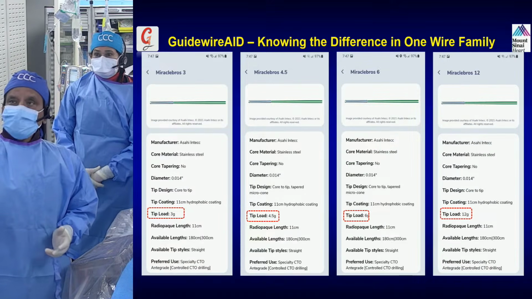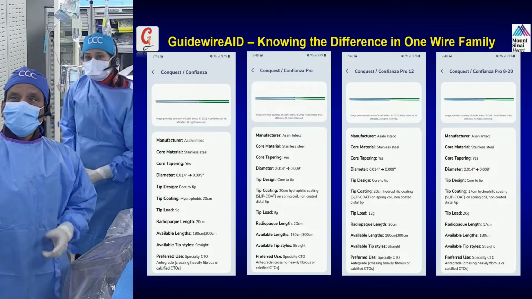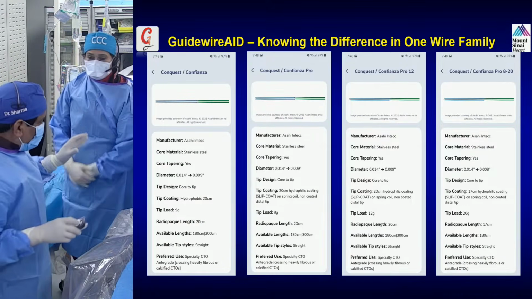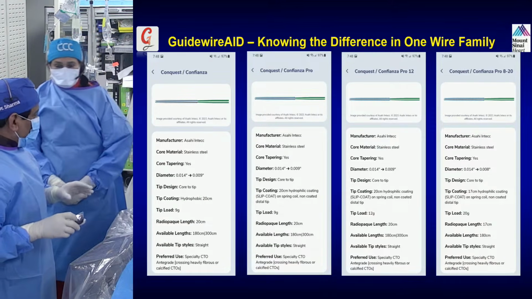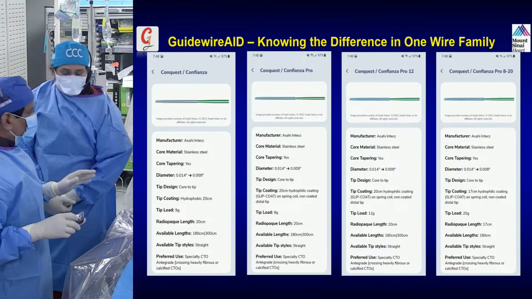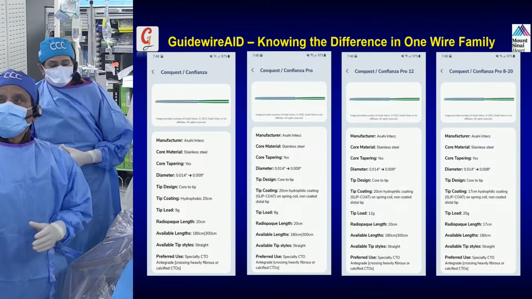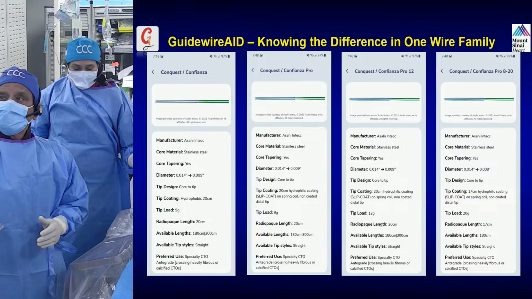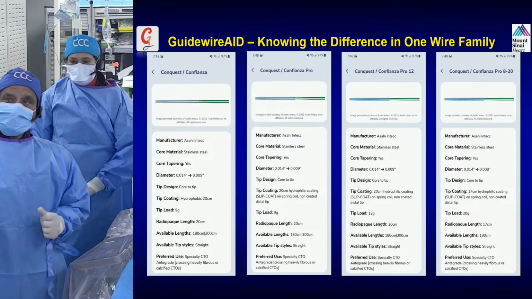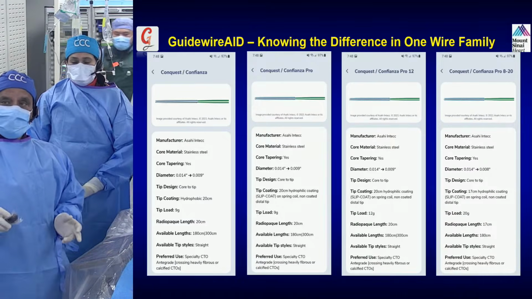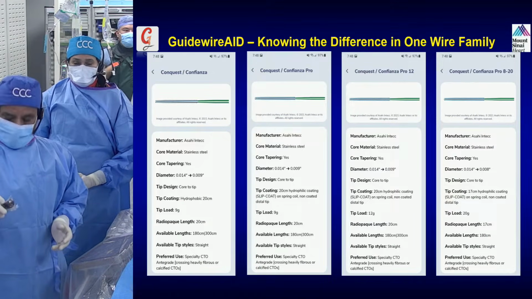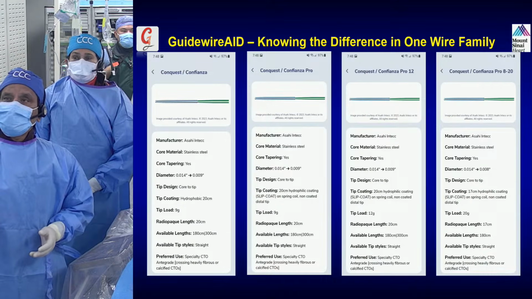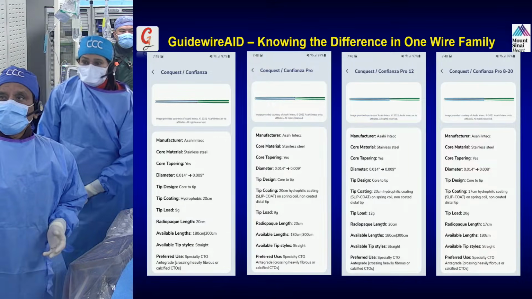Okay, then the Conquest and the Confianza family. Of the various Miracle wires, we use by and large only Miracle 6. You have to try to keep one or two wires; you cannot have the whole family in the lab. So we have the 3 and 6, we don't have the 9. Then we have Confianza 9 and 12. That's how we have kept it.